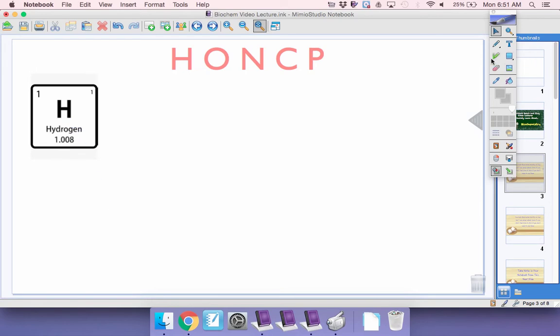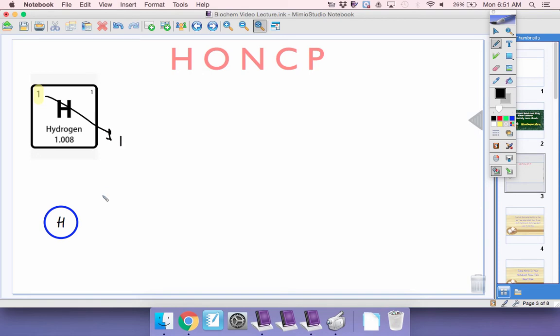We start with the periodic square. These will be provided for you on your test, and we're going to start with this. We're always going to look for the number up top, which is the atomic number. The atomic number tells us how many electrons each atom has, and we're going to need that to draw the energy levels. We always start with the symbol, and then we draw an energy level around the outside. We then look and see how many electrons it has.